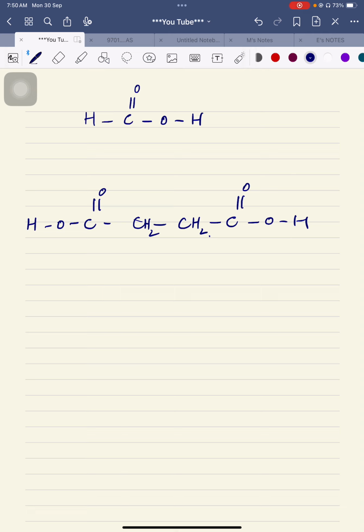So it is called butane-1,4-dioic acid. Okay, dioic acid. So it is called dioic acid. So we can say that a four carbon atom chain is there, and at position number one and at position number four there are carboxyl groups here. Okay, so this is one of the examples.